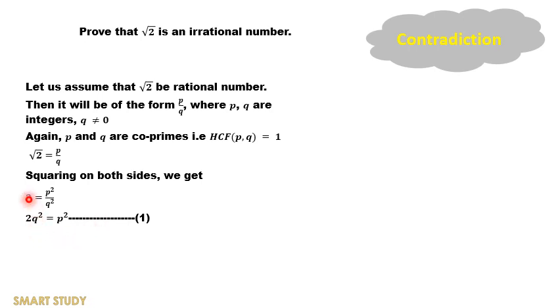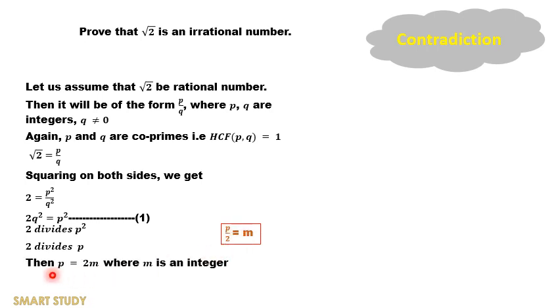Then 2 will multiply with q square, then 2q square is equal to p square. We call it equation number 1. So 2 divides p square, then 2 divides p by our previous theorem which we have proved already. So here p by 2 equal to m because p is divisible by 2, means 2 is dividing p, then we will get a quotient m. Then p equal to 2m, where m is an integer.